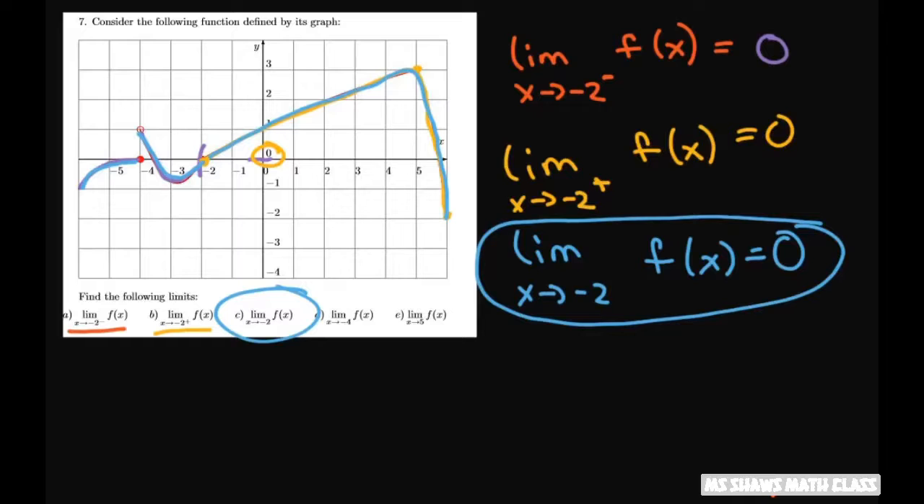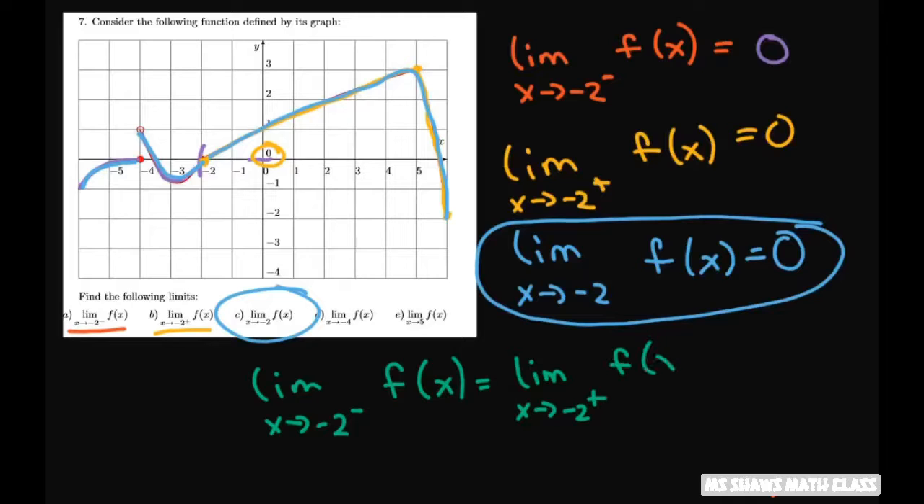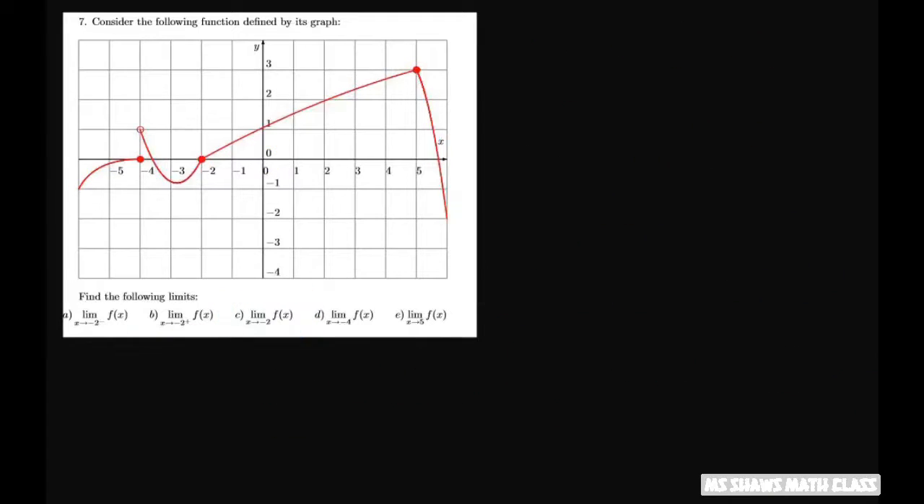And a lot of times they will write this as the limit as x approaches -2 from the left of f of x equals the limit as x approaches -2 from the right of f of x. And since these two are equal, then that equals the limit as x approaches -2 of f of x, which in our case equals 0. Okay, so let's look at the next one.